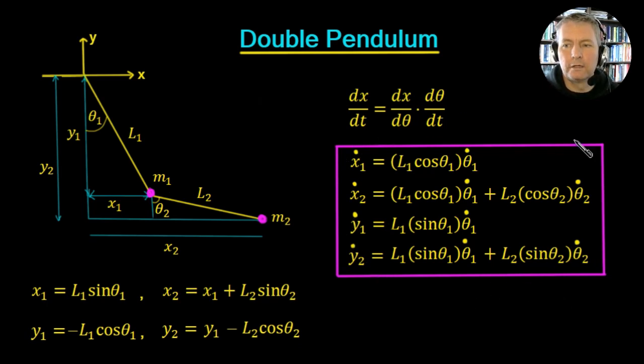So these four equations here are the velocity equations, and we're going to use these in the next video in order to continue deriving the equations of motion of the double pendulum.